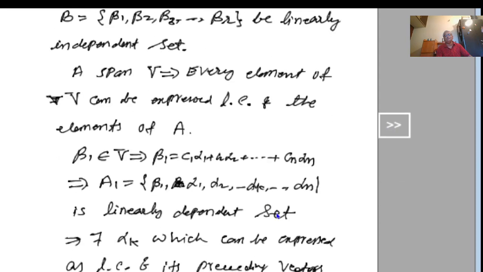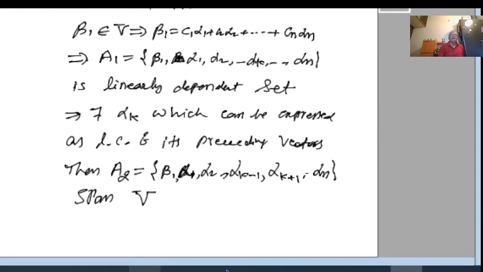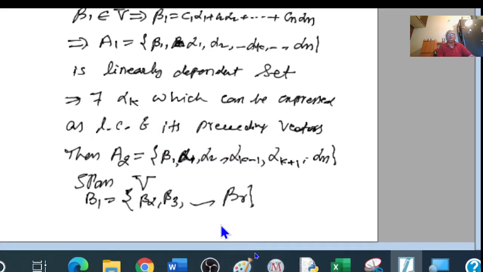Next, I will continue the same procedure here. A2 is equal to this one, and I will write another set B1 equal to beta 2, beta 3 up to beta R. Now here A2 spans V, and B1 is linearly independent. This is a subset of a linearly independent set, therefore definitely it is linearly independent. So A2 spans V and B1 is linearly independent.